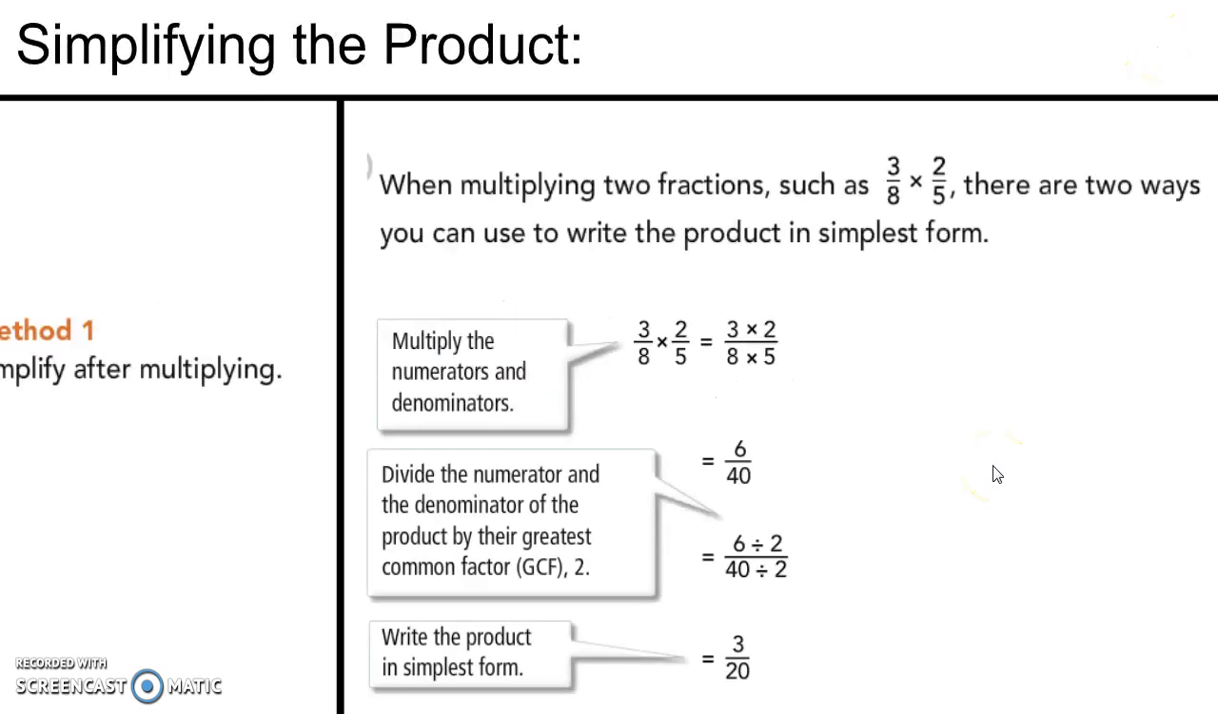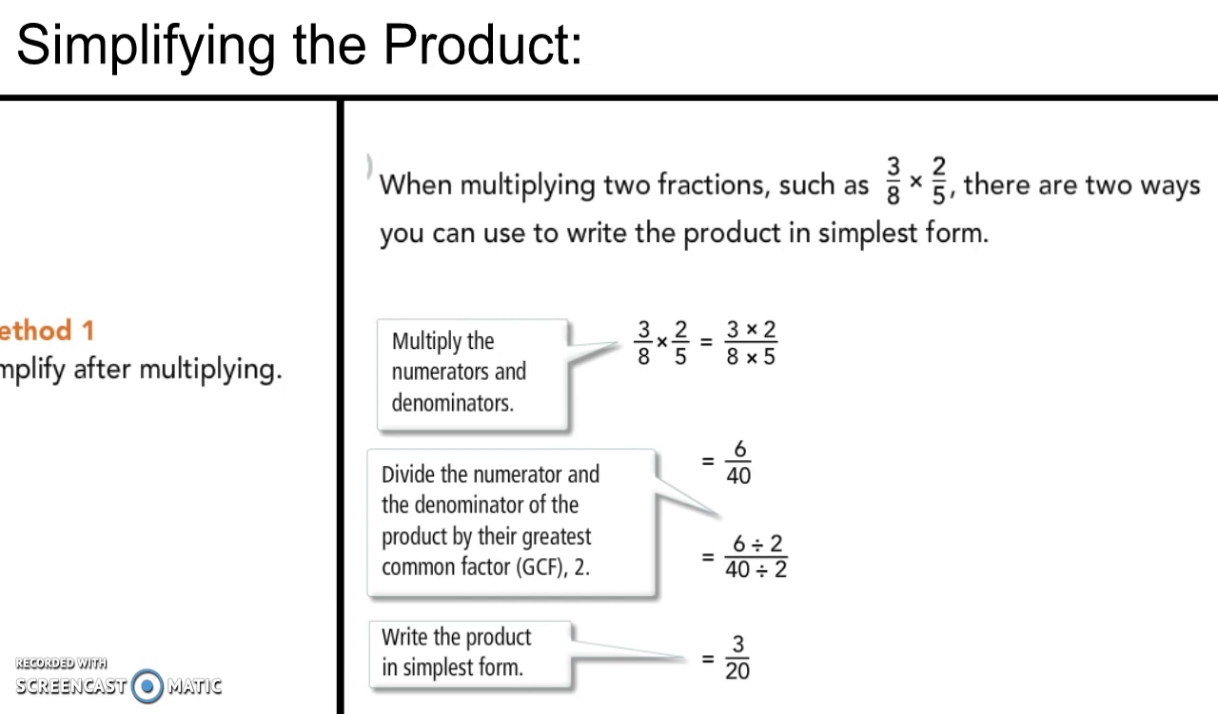Now this slide here talks about simplifying the product. We've talked about in our core bites that there are 2 ways to simplify a product. This one here says when multiplying 2 fractions such as 3/8 times 2 fifths, there are 2 ways you can use to write the product in simplest form. First of all, it's just like I did in the previous problem. You can multiply the numerators and the denominators. Then you can divide the numerator and the denominator of the product by their greatest common factor.